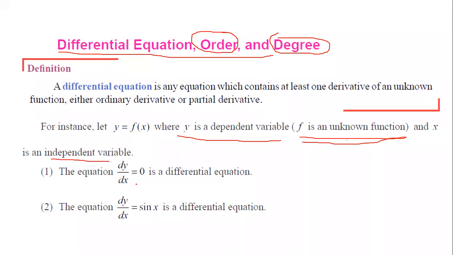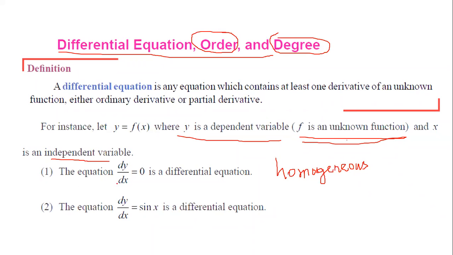The equation dy by dx equal to 0 is a differential equation. The equation dy by dx equal to sin x is also a differential equation. If the right hand side is equal to 0, then it is called the homogeneous equation. Please keep it in mind, homogeneous equation. Last class I gave one more definition for the homogeneous equation.